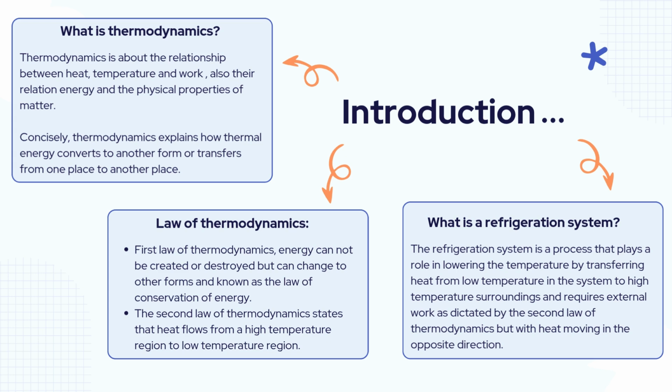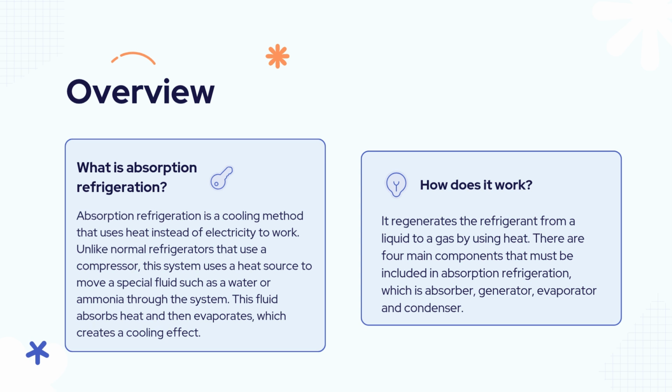What is a refrigeration system? The refrigeration system is a process that plays a role in lowering the temperature by transferring heat from low temperature in the system to the high temperature surroundings, and it requires external work as dictated by the second law of thermodynamics, but with heat moving in the opposite direction. Now, we already know about the refrigeration system.